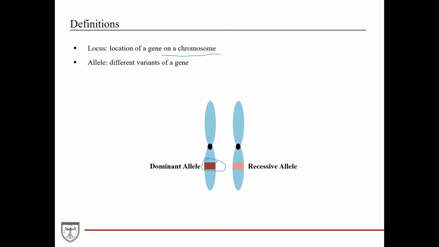Now, genes can come in different versions or alleles. And so alleles are different variants of a gene. And you can have what's referred to as the dominant allele, which we show here in dark red. And then you can have the recessive allele, which is shown here in lighter red or pink color. And these are both the same gene. They're in the same locus on the chromosome, but they're just different versions of that. And so, again, this could be an example of eye color. So you could have brown eyes, or you could have blue eyes. Same gene, just different versions of it.